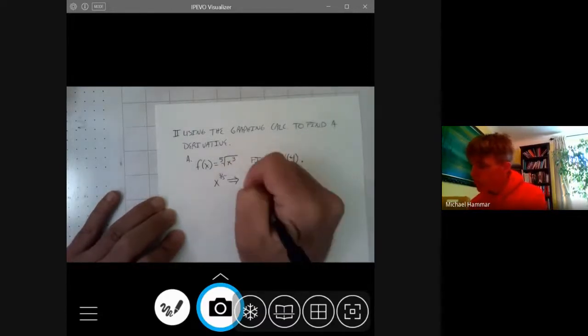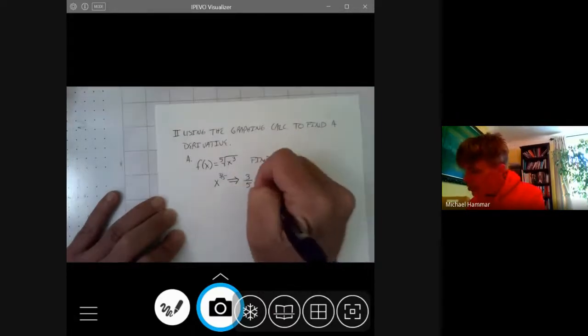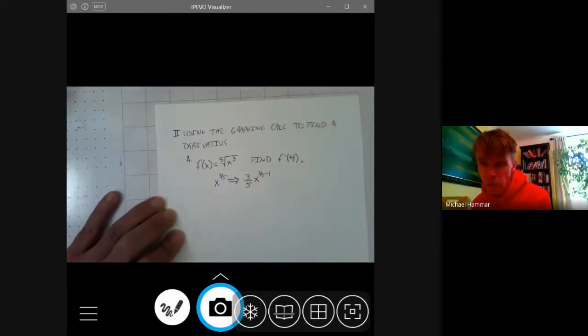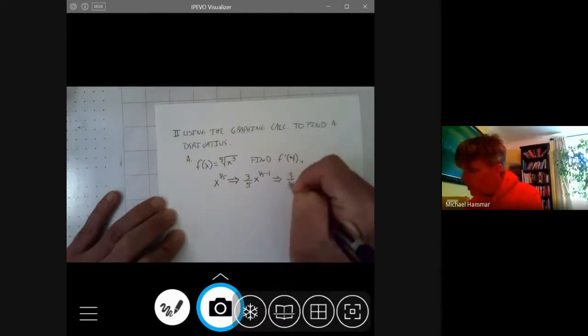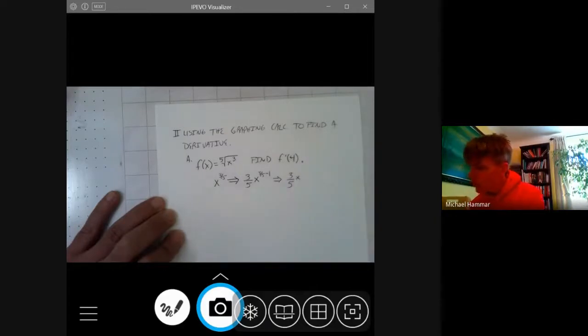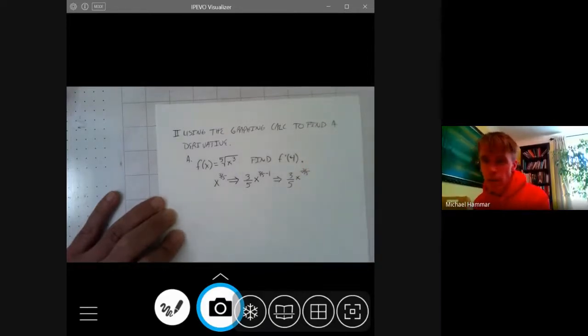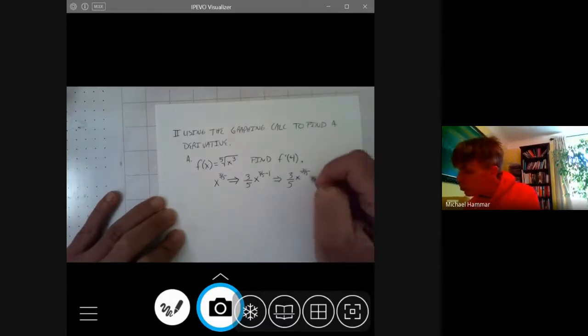So move the 3/5 out to the front, and then you have to do x to the 3/5 minus 1. Okay, so when we do that, it ends up being 3/5 x to the negative 2/5. Remember, you can't have a negative in your exponent, so this needs to be moved to the bottom of the fraction. So it's going to be 3/5 x to the 2/5.